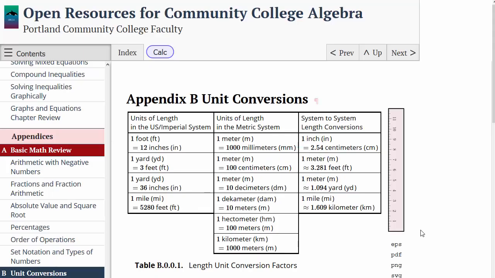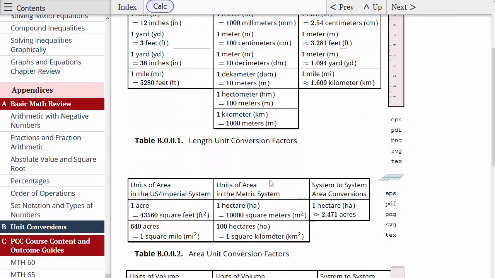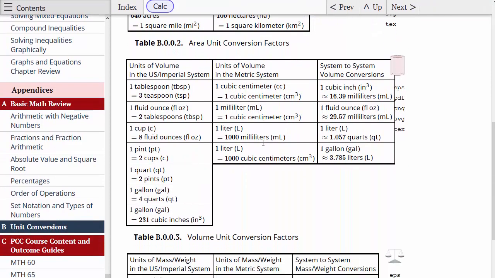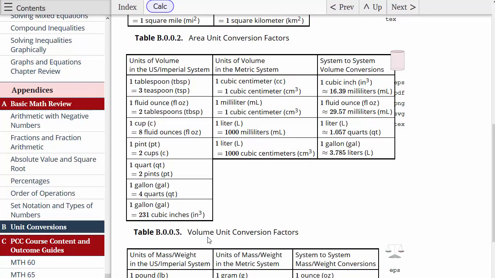To determine how many cubic centimeters are in 1 liter, we'll need to move past the table for length unit conversion factors and area unit conversion factors. And we'll see that after this we have volume unit conversion factors. We're looking at cubic centimeters and liters, and these are two different ways of measuring volume. So I'm looking at the table, and again, this is titled Volume Unit Conversion Factors, and it has the same headings here: units of volume in the US imperial system, units of volume in the metric system, and system-to-system volume conversions.